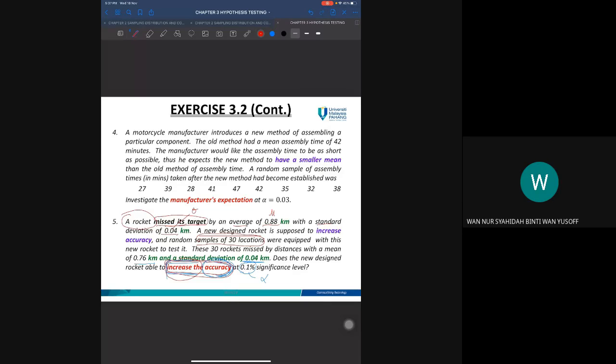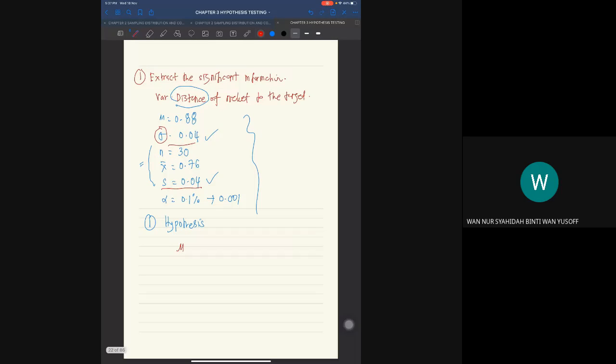Okay, increase the accuracy. Look at the variable. I just said just now, what is accuracy? Close to the target. So what happened to the distance? If we try to increase the accuracy, it is narrower. It should be less than. Closer. Less than. It should decrease.